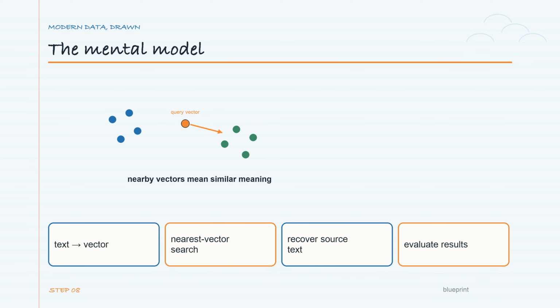Before we finish, let us join the pieces into one mental model. Embeddings turn meaning into coordinates. Vector search finds nearby coordinates, then returns the text attached to them. Quality depends on the model, chunking, metadata, distance search, and evaluation together. This is the part that usually makes the whole concept click. Read the drawing from one idea to the next. Text leads to vector, then nearest vector search, then recover source text, then evaluate results.